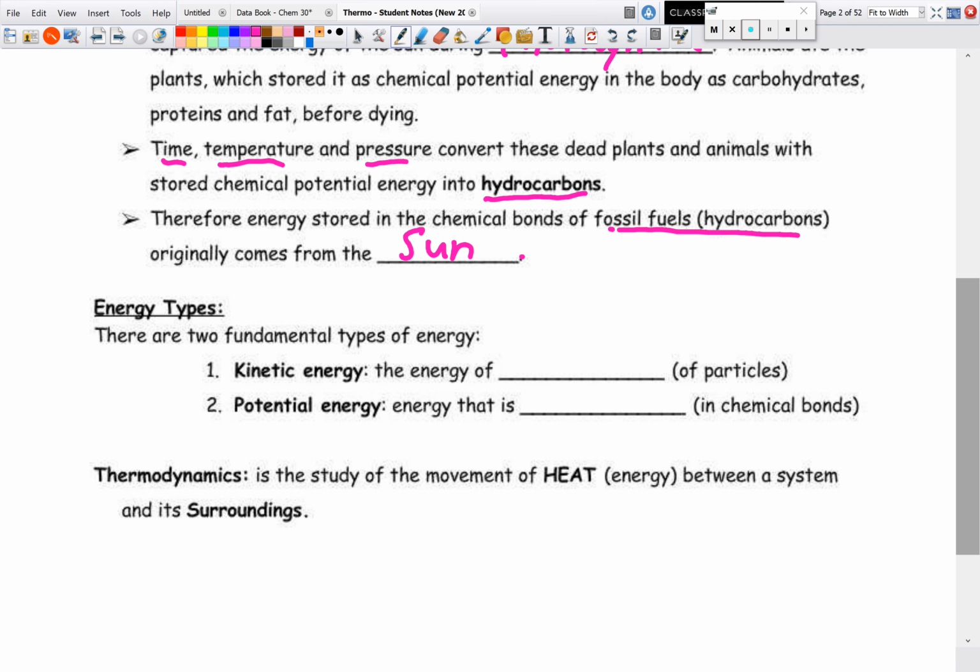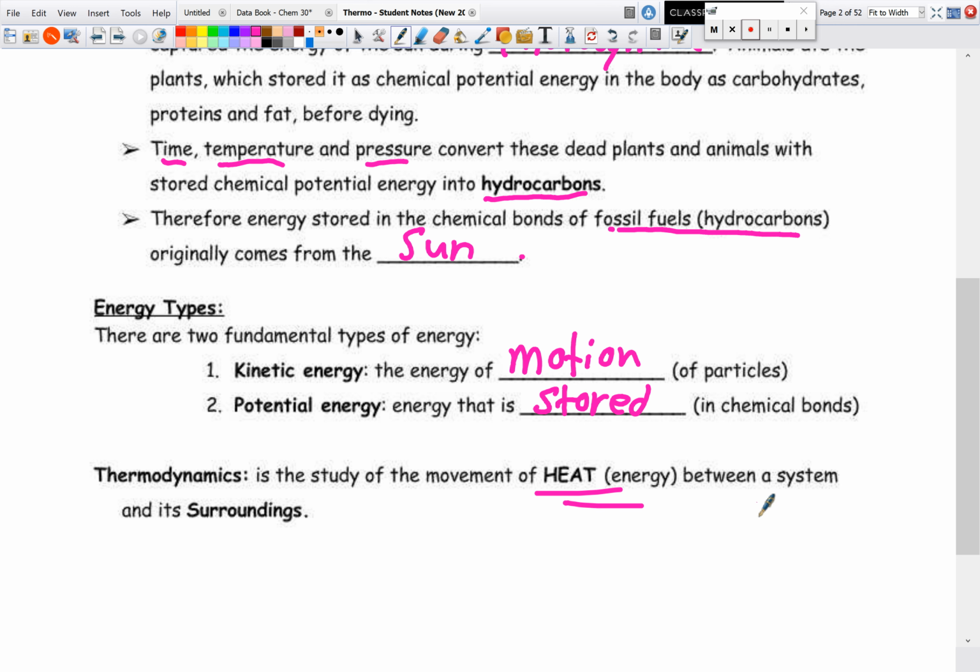Now, we are going to be talking about energy, so there's two different fundamental types of energy. We have our kinetic energy, that is the energy of motion, or of moving particles, the motion of the particles. And potential energy is the energy that is stored in our chemical bonds.